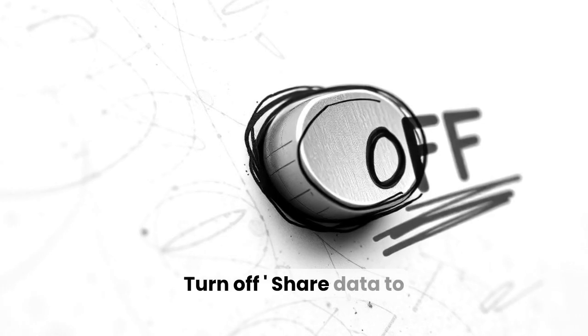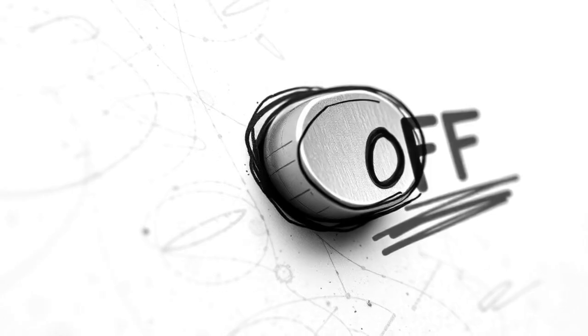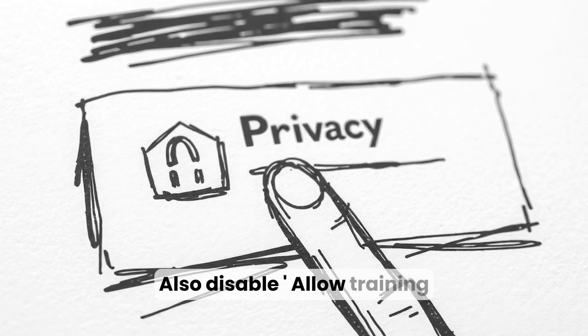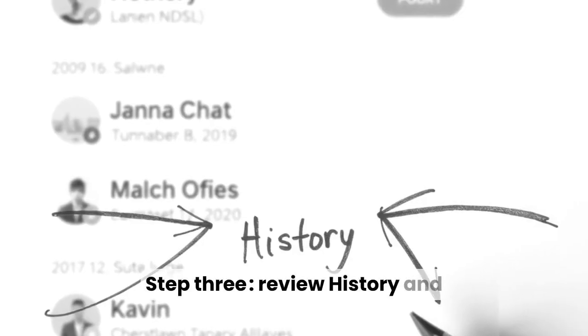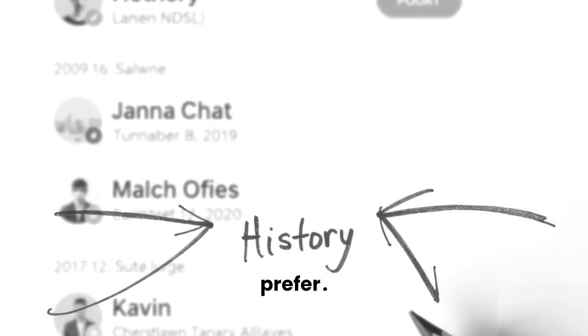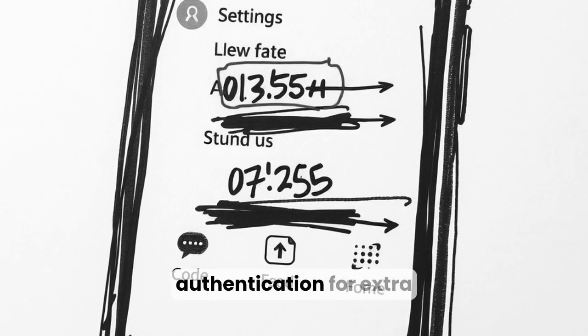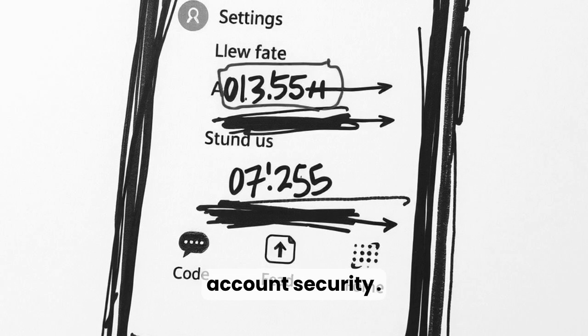Turn off Share data to improve models. Also, disable Allow training on your conversations if you see it. Step 3. Review history and clear past chats if you prefer. Enable two-factor authentication for extra account security.